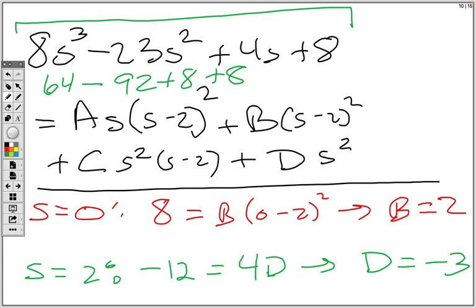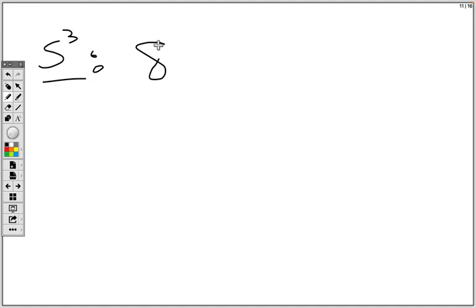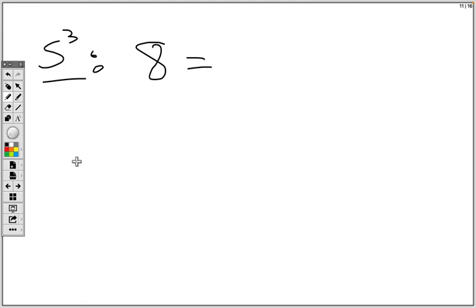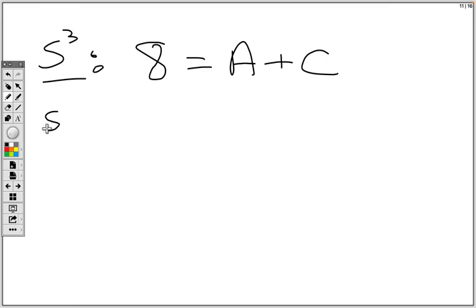All right, so we got 2 right off the bat. Now we can just equate coefficients. Let's look at s cubes. On the left-hand side, I have 8 of them. On the right-hand side, what would I get for s cubes? I'd get a s cubes here and c s cubes there. So there's the a plus c. And those are the 2 that I need. So what else would have an a plus c? Let's look at s squareds then, because I just need 2 equations at this point.